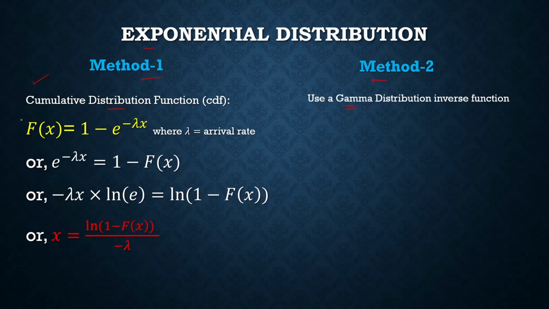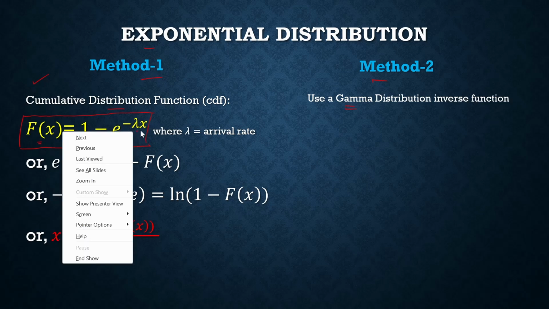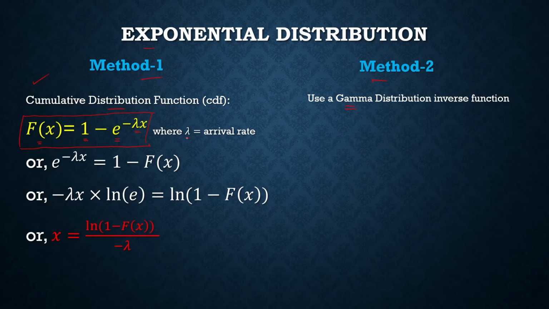This is the definition of the cumulative distribution function for exponential distribution. Fx is the cumulative distribution, which is equal to 1 minus exponential of minus lambda into x. And what is lambda? Lambda is the arrival rate. Something is arriving, and the rate at which it is arriving is the arrival rate. That is the only parameter of this exponential distribution, and that is lambda.